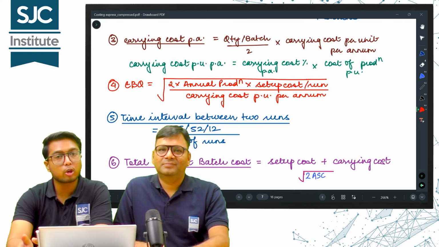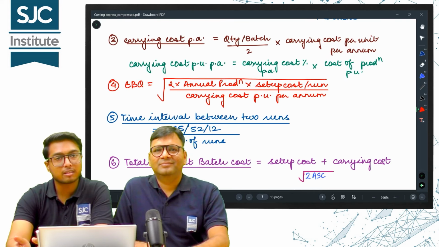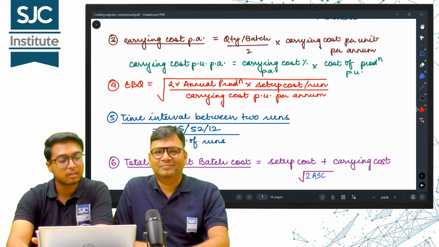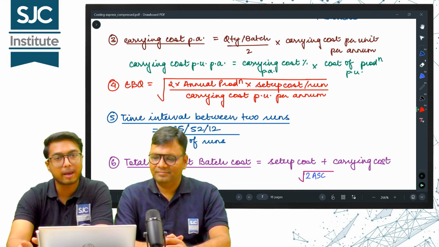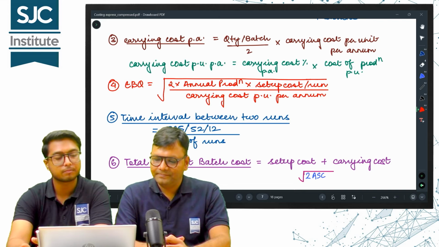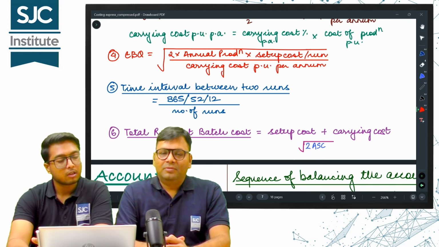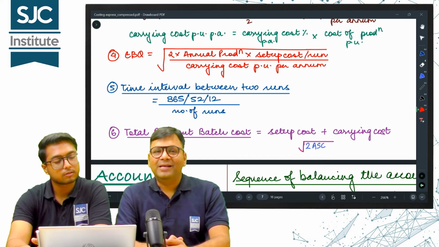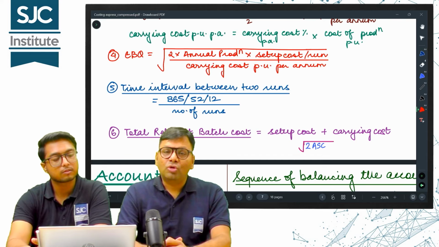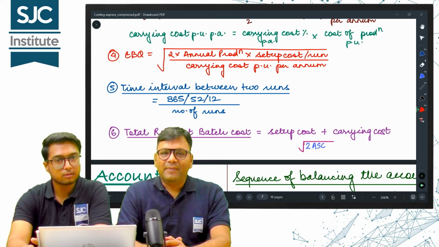Fourth, how to compute economic batch quantity? It is similar to EOQ. The formula here is root under 2 into annual production into setup cost per run divided by carrying cost per unit per annum. What is EBQ? EBQ is the quantity per batch that if produced, the total relevant batch cost will be minimized.